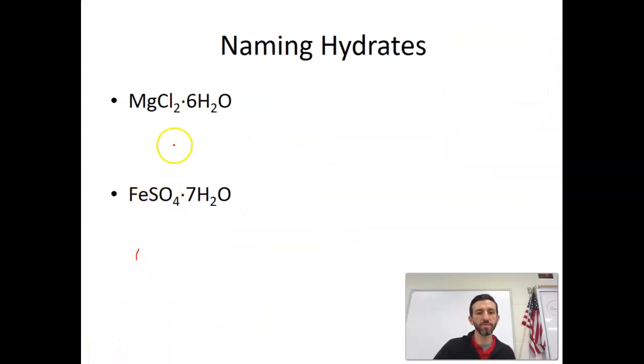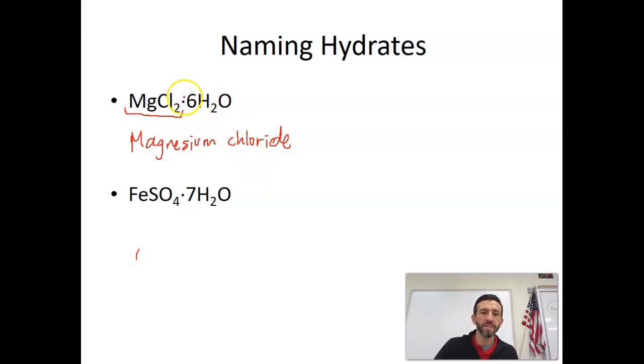Here is an example of two different hydrates. So how do we name a hydrate? You're going to have some sort of ionic compound here in the beginning, and you just name that like you normally would any ionic compound. So this is magnesium chloride.